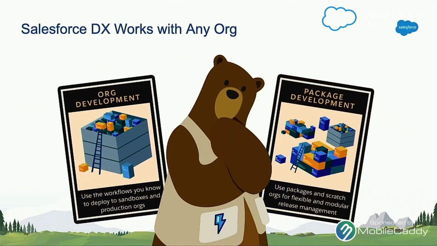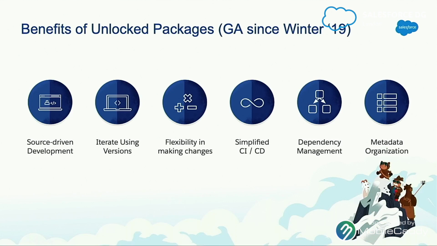But packaging is a model that hasn't been available to everyone in our ecosystem in the same way. But with the introduction of unlocked packages, that's changed. And that's what we're going to talk about. So unlocked packages are the mechanism, that second generation packaging, which those of you in the ISV land may know. It's the same mechanism under the hood.